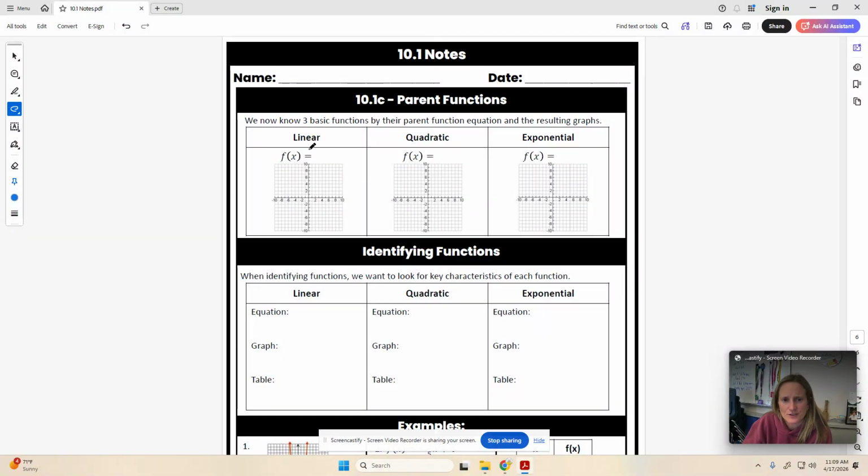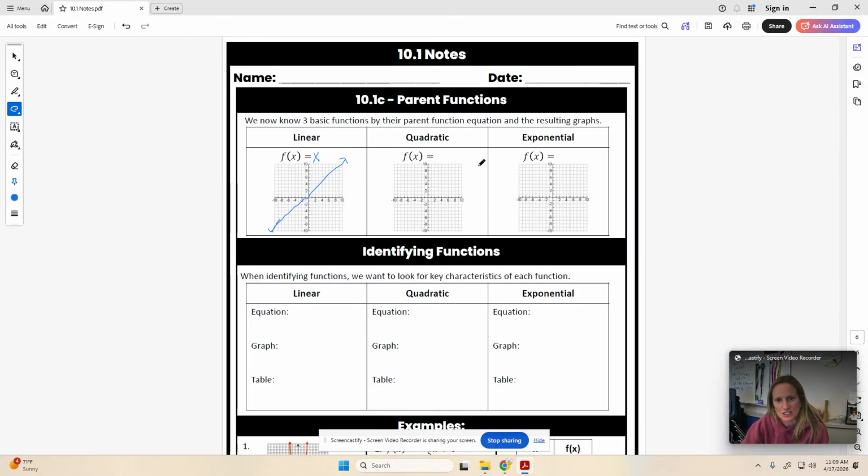The parent function for a linear function is f of x, or y equals x. And that's just our straight line, which I'm going to really struggle with here on the screen. But it has a slope of 1 and a y-intercept of 0. Oh, this isn't going well. And it is, generally speaking, a little bit like that.